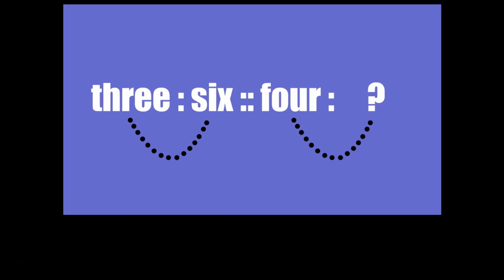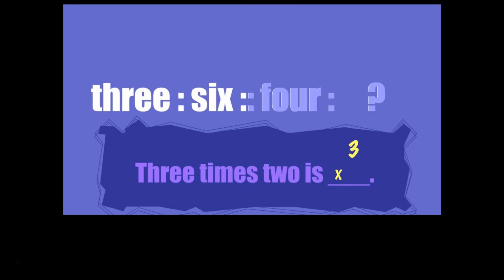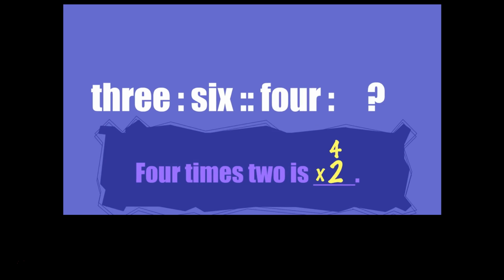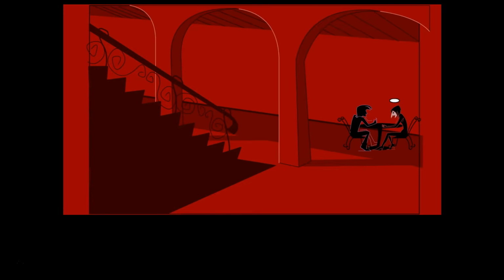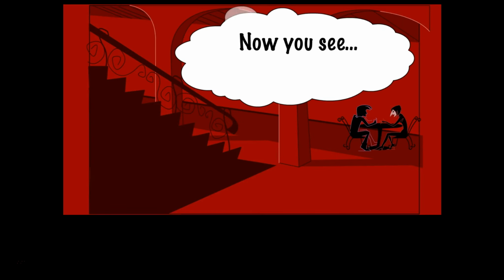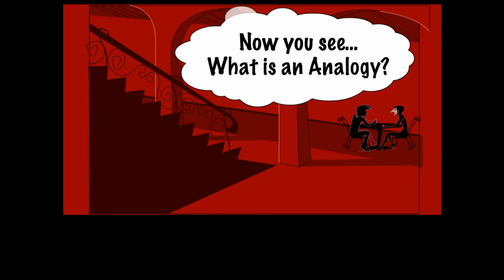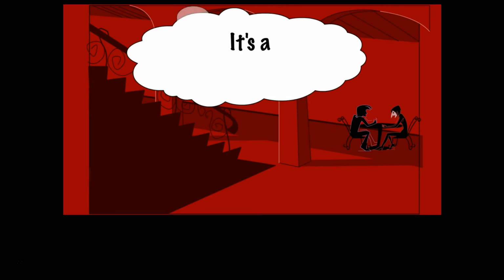3 is to 6, as 4 is to what? 3 times 2 is 6. 4 times 2 is 8. Now you see, what is an analogy? It's a relationship between two words.